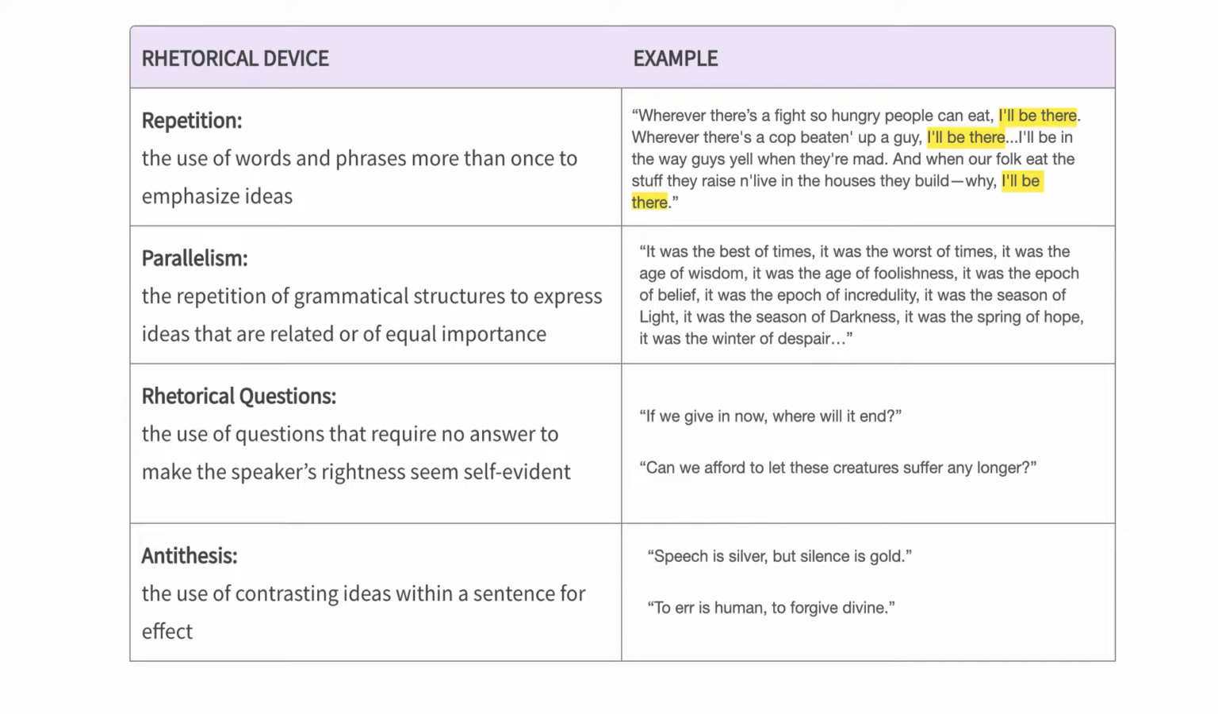The rhetorical device called antithesis means that you use contrasting ideas within a sentence. This is often done for effect. For example, speech is silver, but silence is gold. Silver and gold are contrasting elements, and so it's showing the contrast between speech and silence. Another example would be, to err is human, to forgive divine. You probably notice that there is also parallelism in these statements. Often antithesis and parallelism go together.